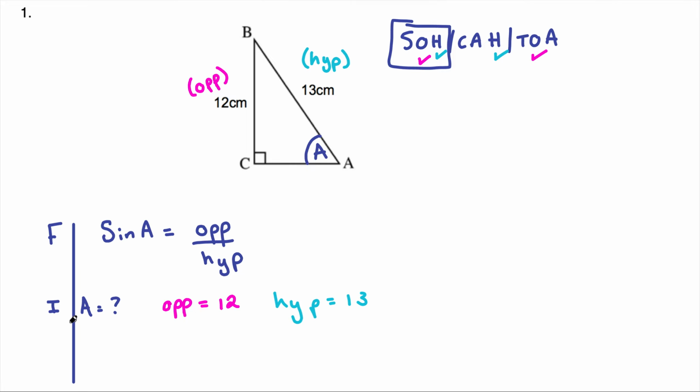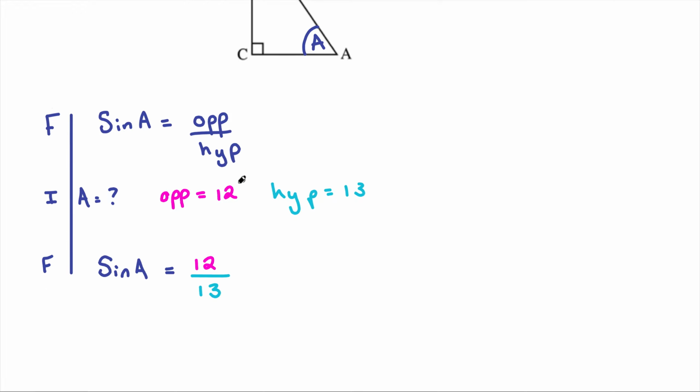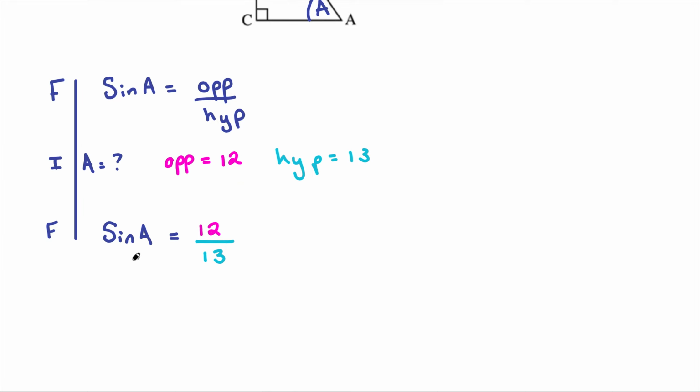The next step is also exactly the same as we usually do. We're going to fill it in. So formula, information, fill it in. So I'm going to fill in sine. I don't know what that is, so let's keep it as the letter A for a minute. And then I'm going to have opposite, which is 12, so 12 all over the hypotenuse, which is 13. Now, normally what would happen next is we would put this into our calculator, but we don't know what the angle is. I have to find the angle.